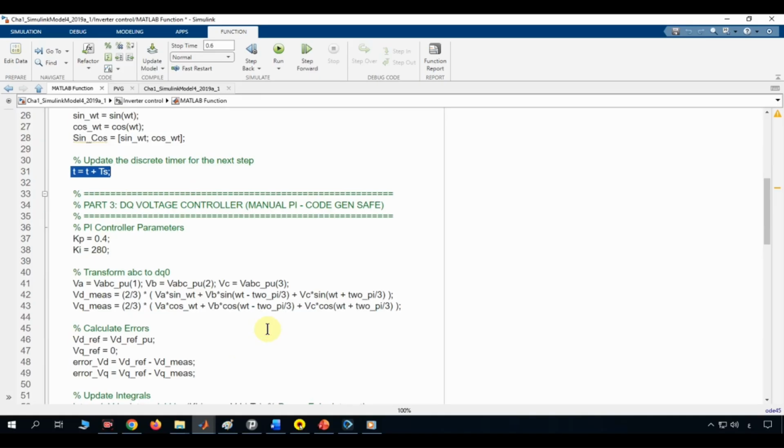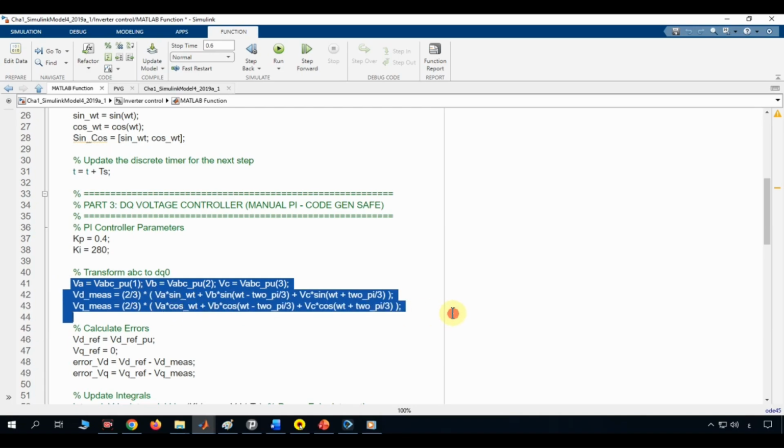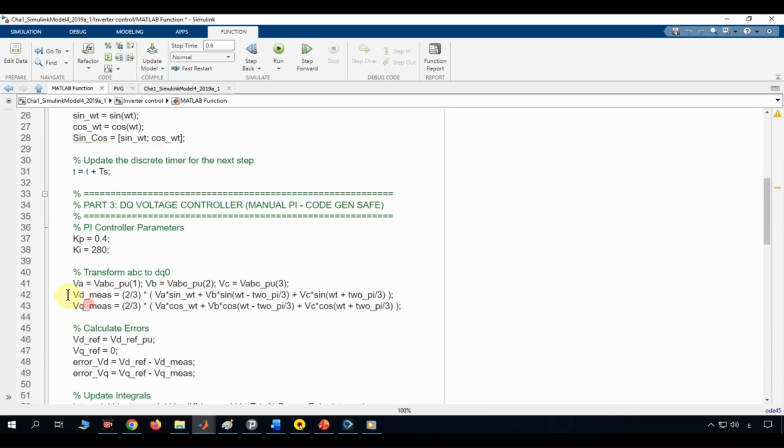Here's where things get interesting. The three measured phase voltages VA, VB, and VC get combined using sine and cosine terms shifted by 120 degrees from each other. This is called the Park transform, and it converts three sinusoidal signals that are constantly changing in time into two values, VD measured and VQ measured, that stay essentially constant when the system is balanced and running smoothly. Why does that matter?